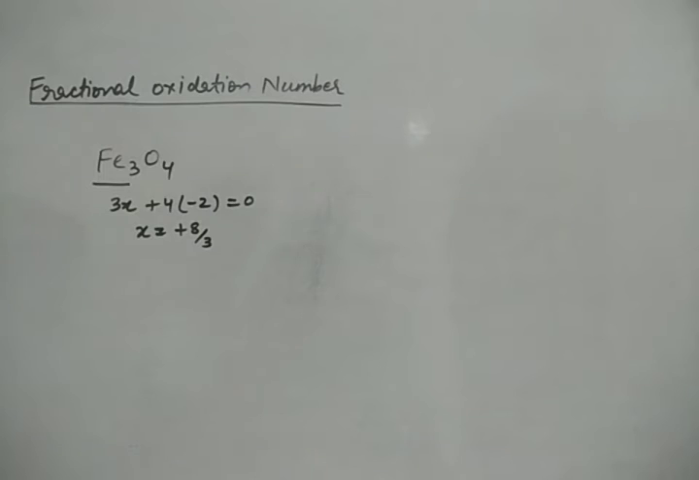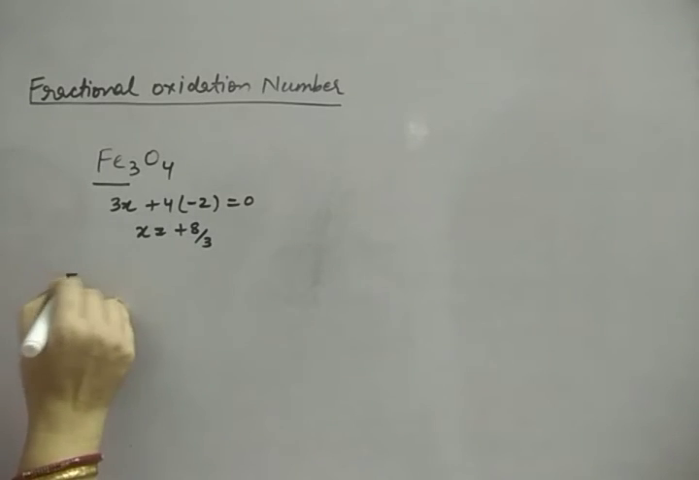Now, this is quite strange because electrons are never shared or transferred in fractions. We cannot have 8 by 3 electrons. So, how to explain the fractional oxidation number, or how to understand the concept of fractional oxidation number? Actually, this fractional oxidation number is the average oxidation number of the element in the compound. Now, what is the meaning of average oxidation number?